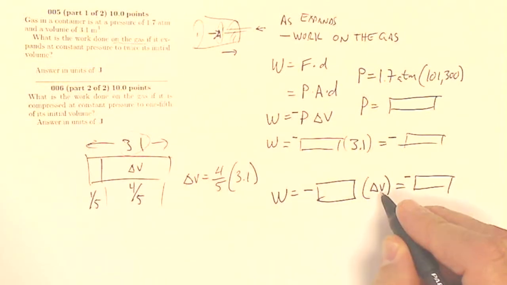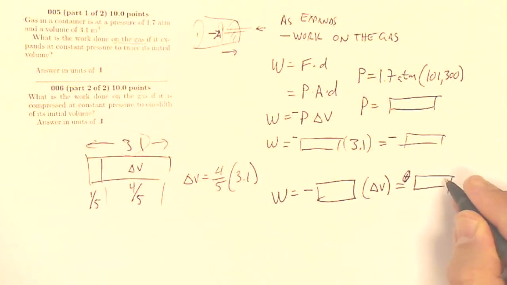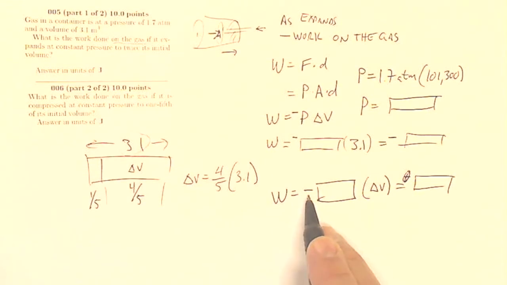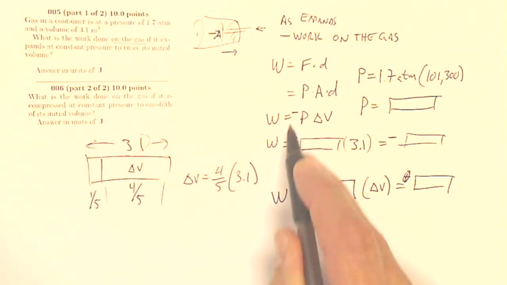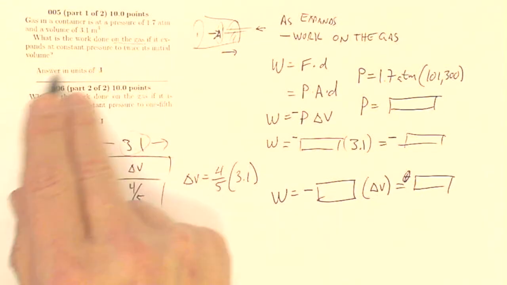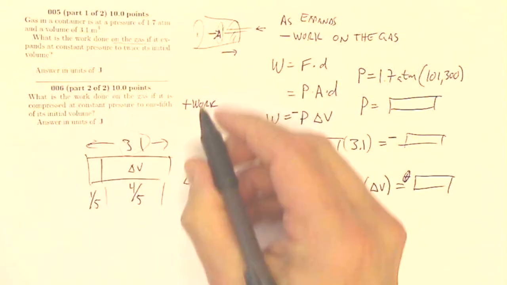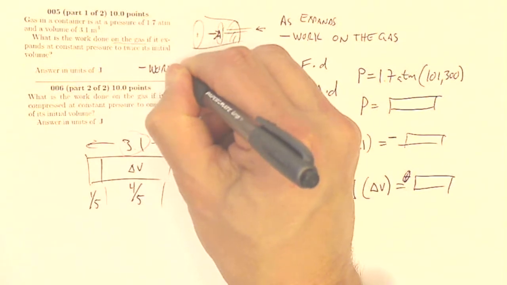So since this delta V is going to be negative, this number in the end is going to wind up being a positive number, because this is negative and this is negative. So this is positive, but this negative sign in the equation is going to knock out the negative there. So I'm going to do positive work here. This answer is going to be positive work because I'm compressing it. This answer is going to be negative work because I'm letting it expand.